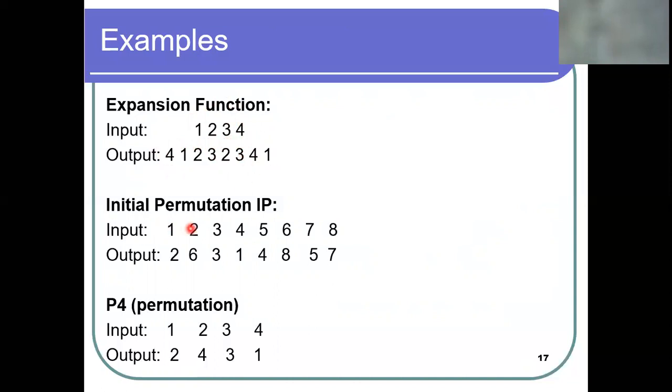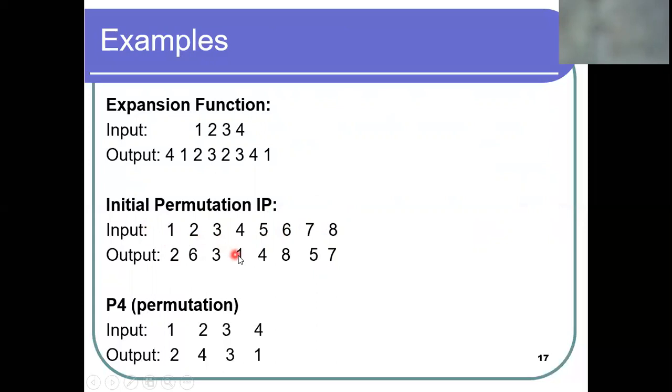So the initial permutation is basically the function Z2^10 to Z2^10, that is, it maps 10 bits onto 10 bits in this order. That is for 1, 2, 3, 4, and that is 2 is mapped on first position, and 6 is mapped on second, and 3 is mapped on 3.